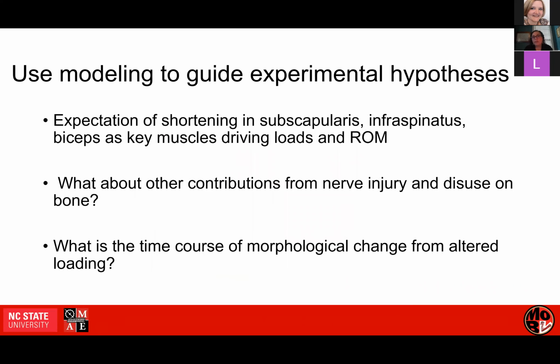So what's great about this is that it gives us evidence also that we can guide experimental hypotheses. So now we would expect to look at these specific muscles from our simulations and expect them to be short if we were to do an experiment.